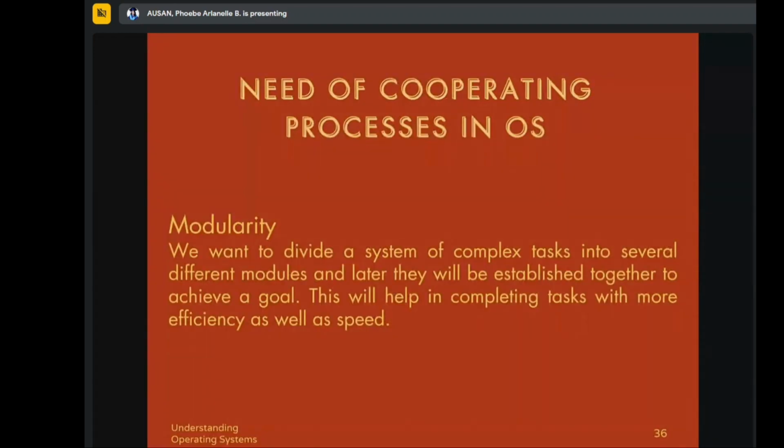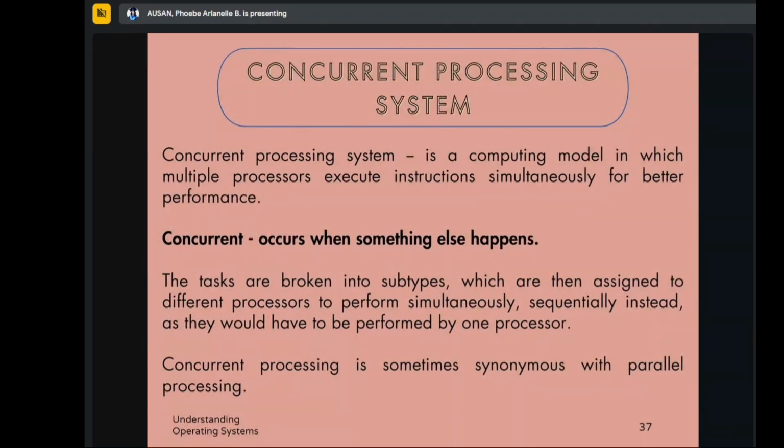We want to divide a system of complex tasks into several different modules, and later they will be established together to achieve a goal. This will help in completing tasks with more efficiency as well as speed. So a concurrent processing system is a computing model in which multiple processors execute instructions simultaneously for better performance.